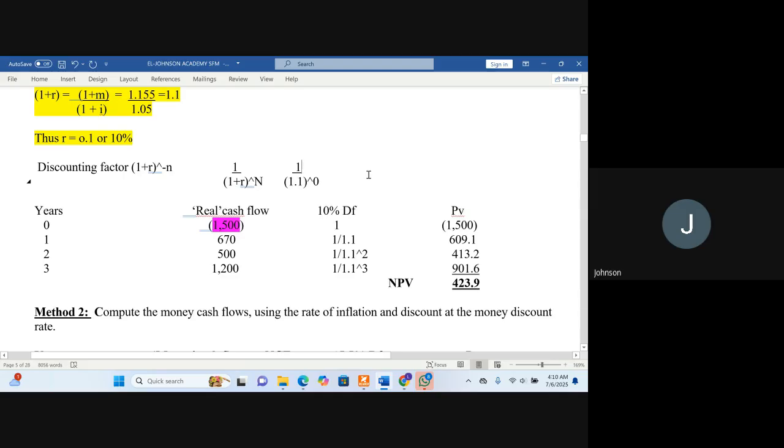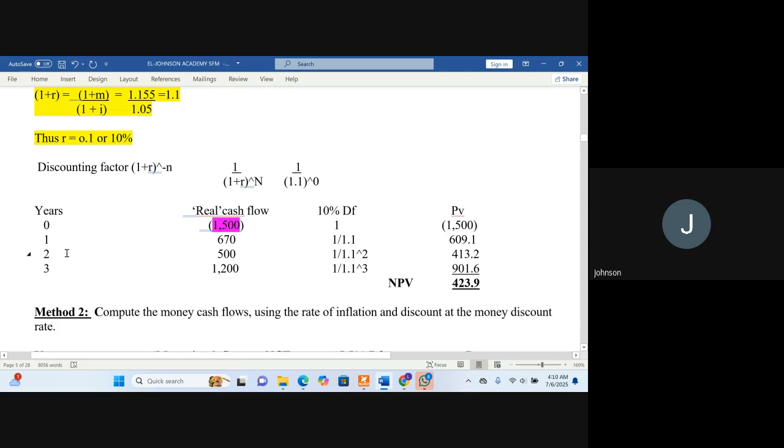Okay, so this is what you are going to have. Once you do that, your answer is going to become 1, because anything raised to power 0 gives you 1. So when you multiply 1.5 million times 1, it also gives you the same 1.5 million.